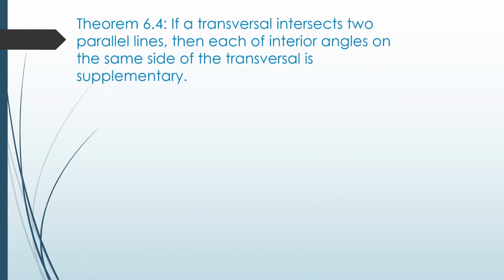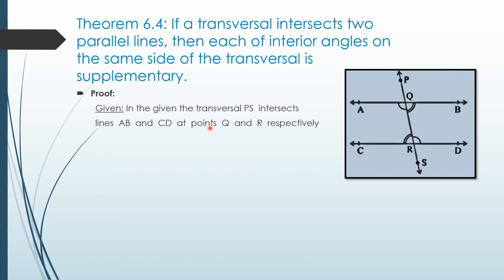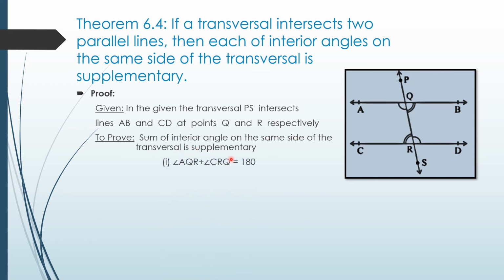Theorem 6.4. If a transversal intersects two parallel lines, then each pair of interior angles on the same side of the transversal is supplementary. Let's see the proof of it. Here we are given that a transversal line PS intersects lines AB and CD at points Q and R respectively. And we have to show that the sum of interior angles on the same side of the transversal is supplementary. That is, angle AQR plus angle CRQ is equal to 180 degrees, and angle BQR plus angle DRQ is equal to 180 degrees. So let's see how we will prove it.